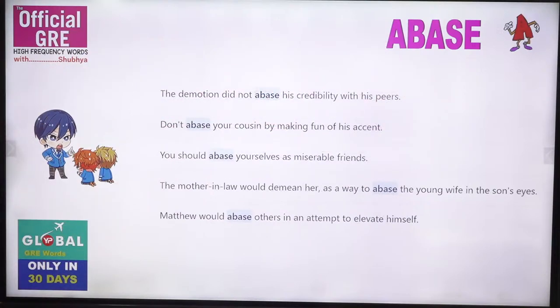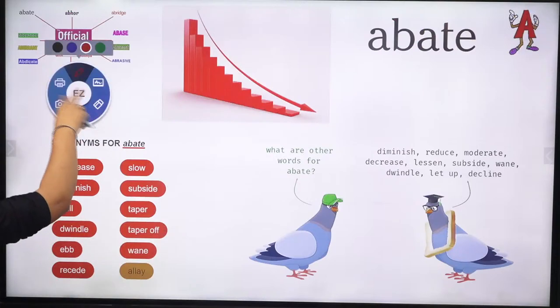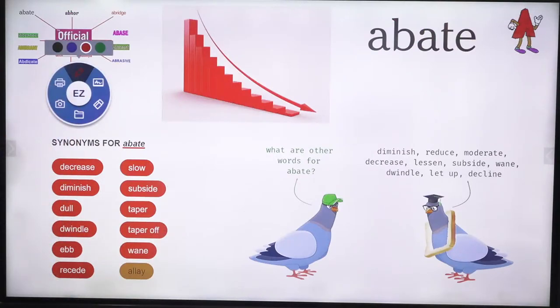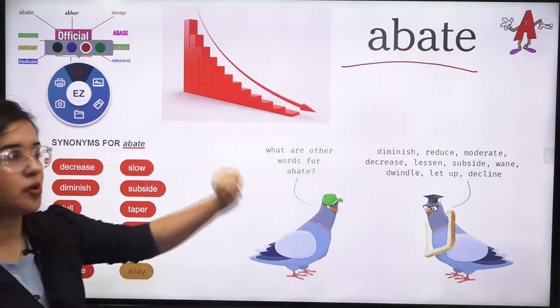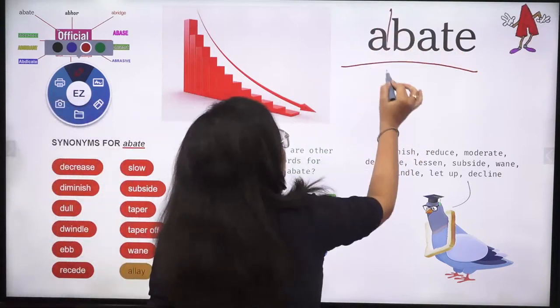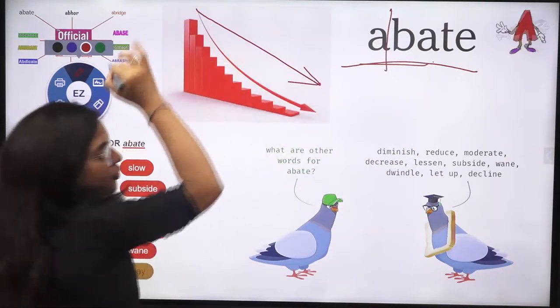And in case of any doubt, you can just tell me in the comments, what is the problem and what is the doubt, in case it comes to anyone, right? So the next word is abate. Now, what do you mean by abate? Abate means, now I'll teach you two words from here. Abate ka matlab hota hai, jab aap kisi cheez ka level kam karte ho.